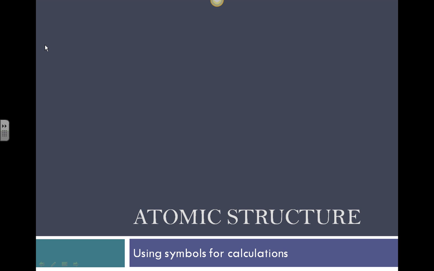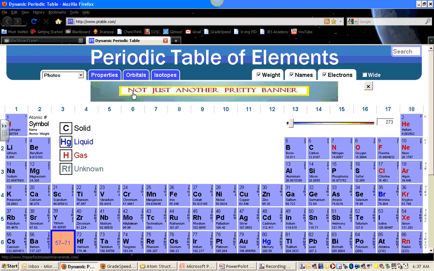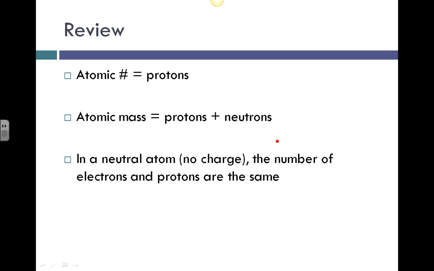Hello students, today we're going to quickly review how to use symbols regarding the atomic structure for calculations of the number of protons, neutrons, and electrons. What you should have already learned is that the atomic number equals the number of protons, and if we look at a periodic table, the atomic number is always the number on top. That will always tell you the number of protons in an atom. The atomic mass will always be the number of protons plus the neutrons.